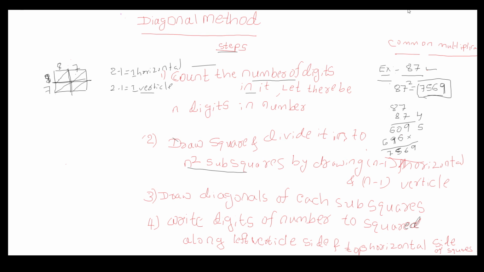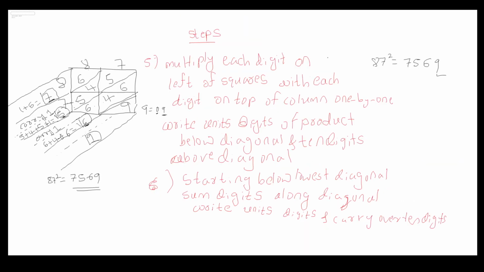Very simple. The next step is to multiply each digit on the left side of the square with the digit on the top of the column, and write the unit digit below the diagonal and the tens digit above the diagonal. Starting below the lowest diagonal, sum the digits along the diagonal, write the unit digit and carry over the tens digit. Complete all the diagonals to get the required answer. This is how we can write it.